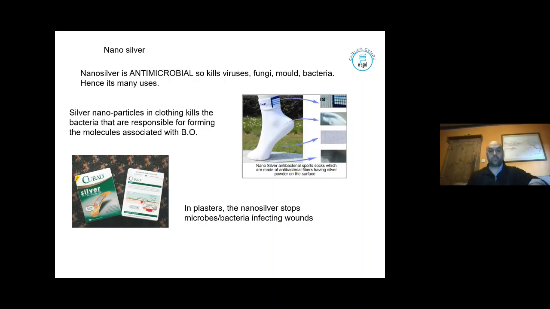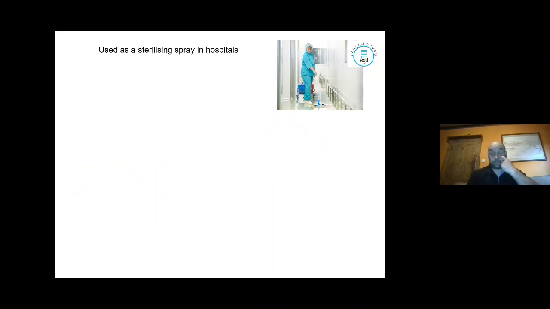Stitched into clothes. Also, we find it in plasters. If you have a cut and you've broken one of your first lines of the immune system, which is your skin, if bacteria get into that cut, they can cause infection. So if you put nanosilver plasters on, that will stop those bacteria from infecting the wound by killing them. It's also used in hospitals. It can be used as a sterilising spray. So if you have a particular outbreak of a nasty bacteria like MRSA or C. difficile, they'll spray the ward down with this nanosilver and it will kill those bacteria off.